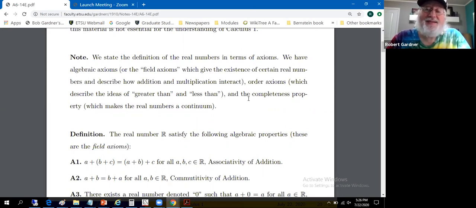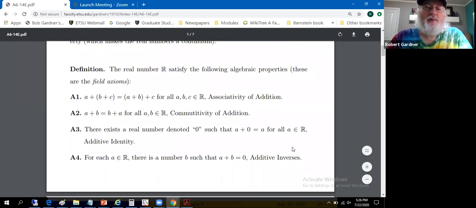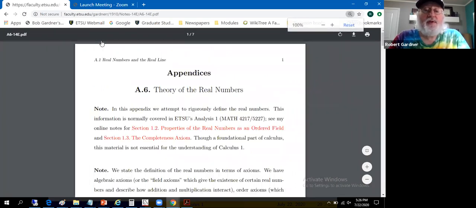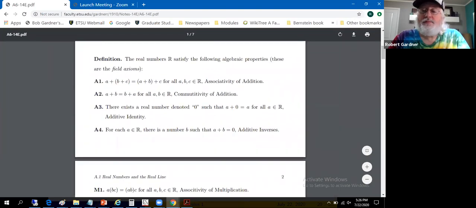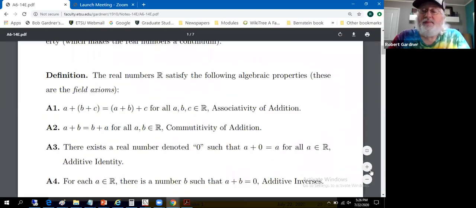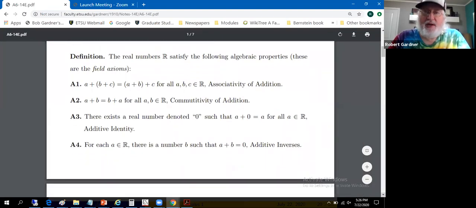It's this completeness idea that makes the real numbers a continuum. So we'll spend most of our time talking about completeness. To get this out on the table, the real numbers satisfy the following algebraic properties. Excuse me, let me refresh this. Okay, whoops. Real numbers satisfy the following algebraic properties or axioms by definition. When I say real numbers, these properties hold because they're part of the definition of the real numbers.